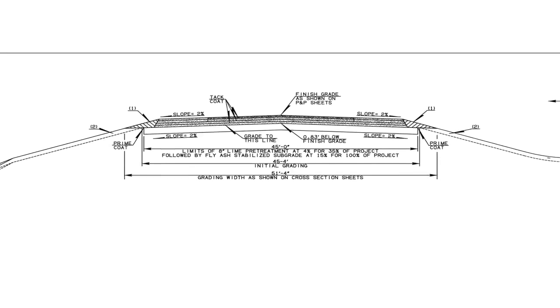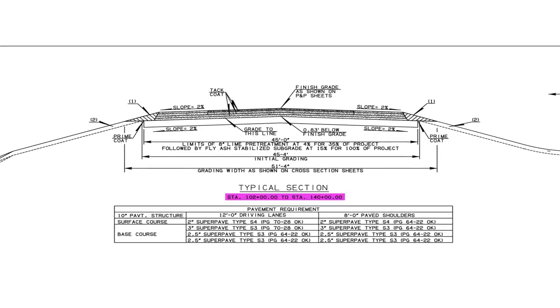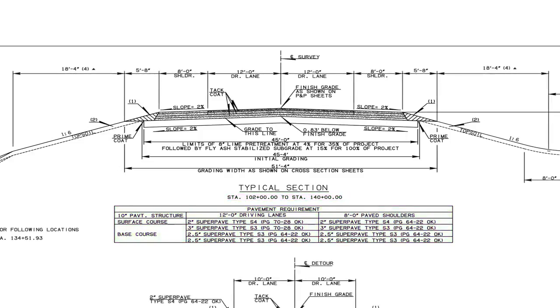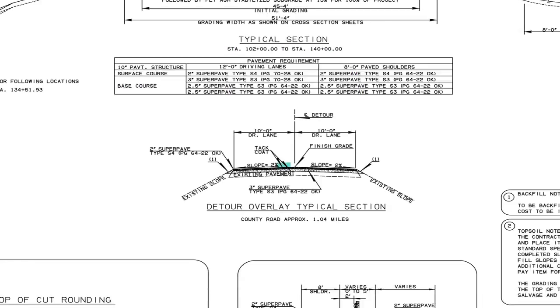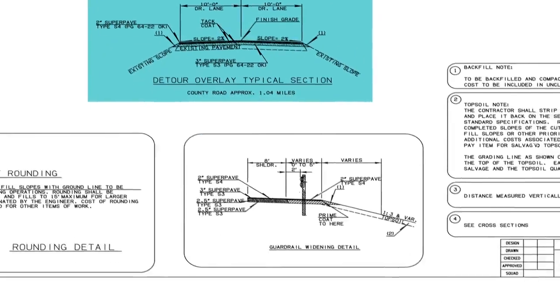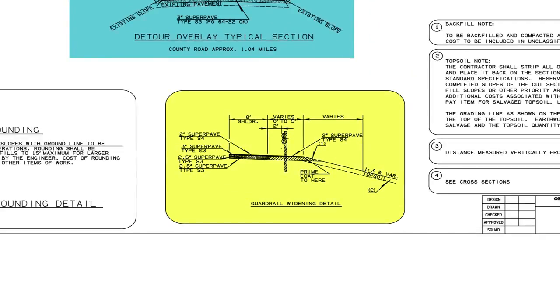Located directly below the typical are stations that dictate limits of construction and a chart depicting thickness and types of asphalt in both the lanes and shoulders. Occasionally, the typical section sheet will have additional typical drawings, such as a detour typical, guardrail widening typical, and a rounding detail.